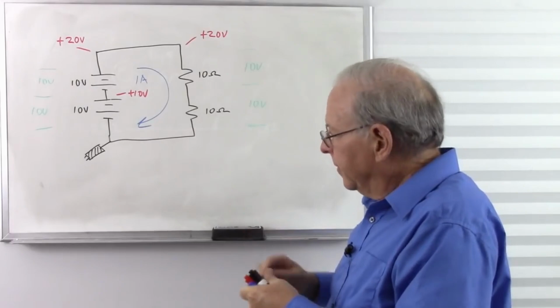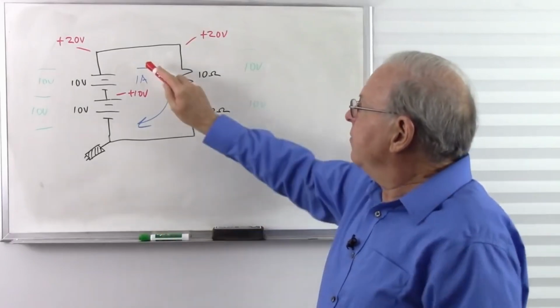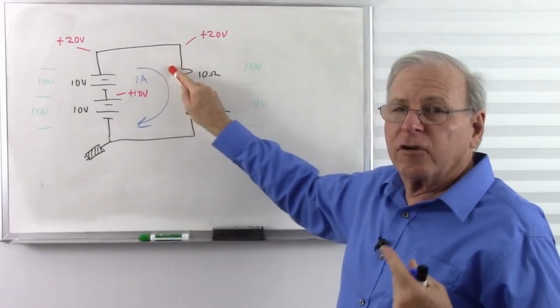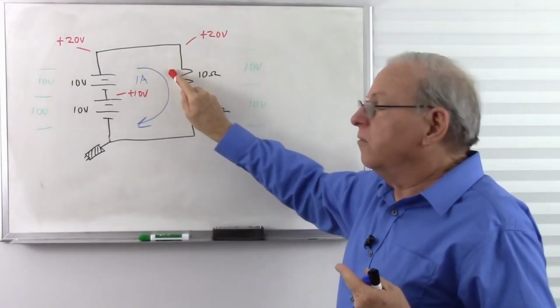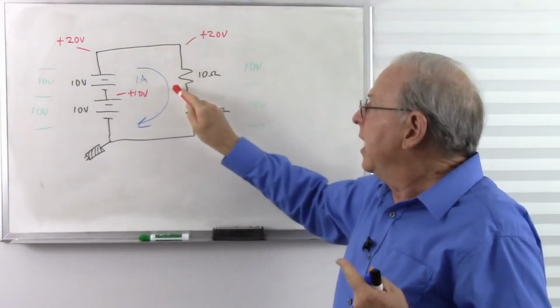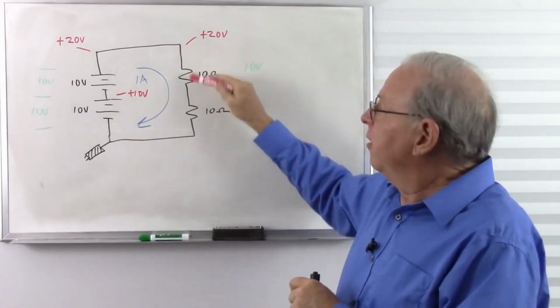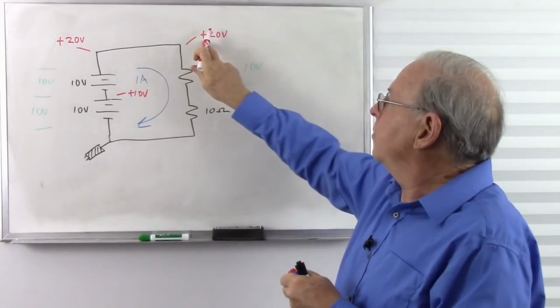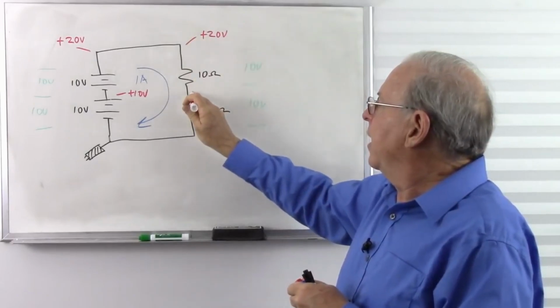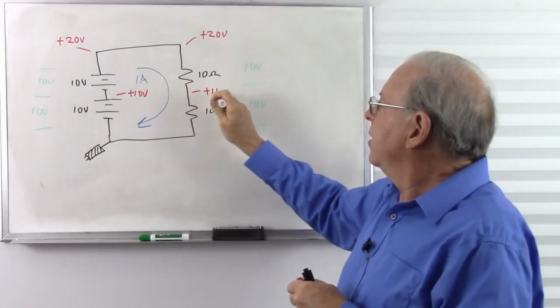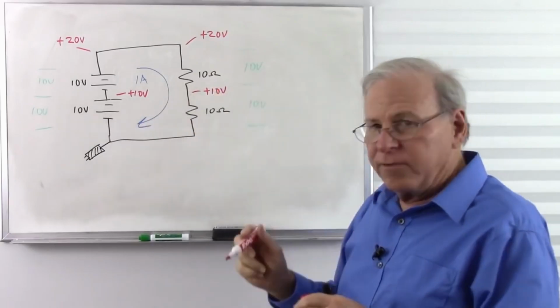10 volts. And we have conventional current entering this end of the resistor, so our voltage is always higher where conventional current goes in and lower where it comes out. So higher voltage here, lower voltage there, difference is 10 volts. So I start with 20 volts, I lose 10 volts. So what do I have here? Plus 10 volts. So those are the same voltage.